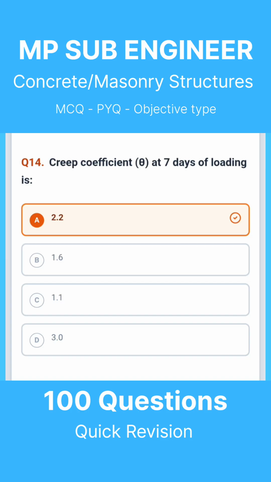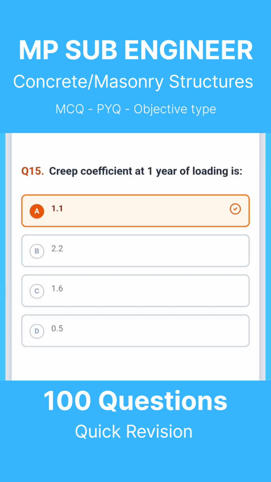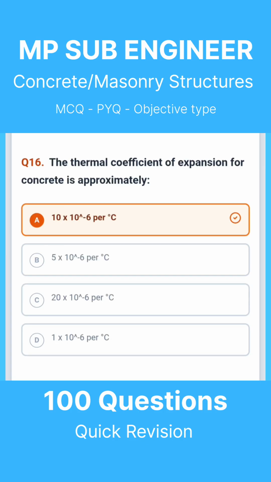Question 14. Creep coefficient theta at 7 days of loading is. The correct answer is 2.2. Question 15. Creep coefficient at 1 year of loading is. The correct answer is 1.1. Question 16. The thermal coefficient of expansion for concrete is approximately. The correct answer is 10 x 10 to the power of minus 6 per degree Celsius.